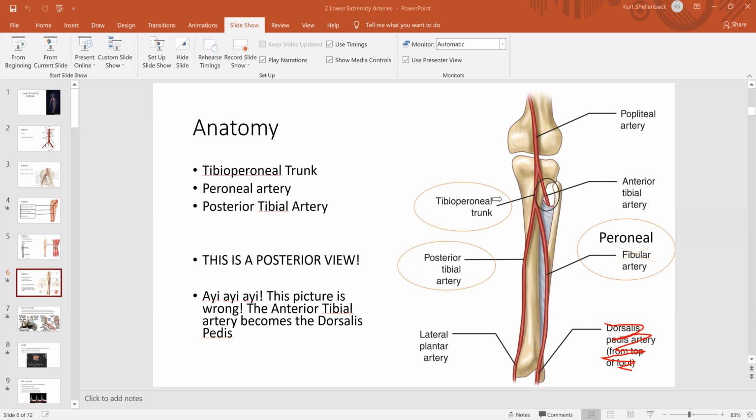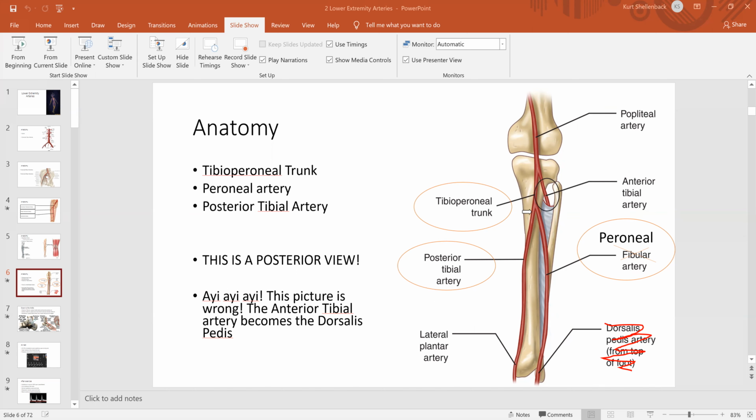Now, the tibial peroneal trunk, we're starting to get out of behind the knee and into the calf. You can see the muscle's starting to really grow right here. Things get a little difficult to find, but you might be able to find a little bit of the anterior tibial peroneal trunk.